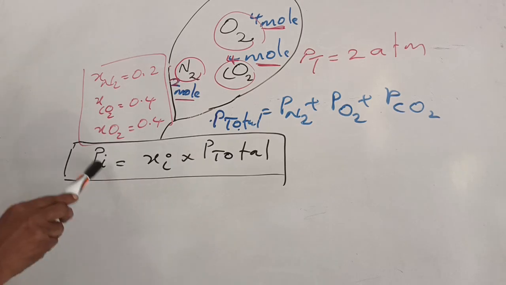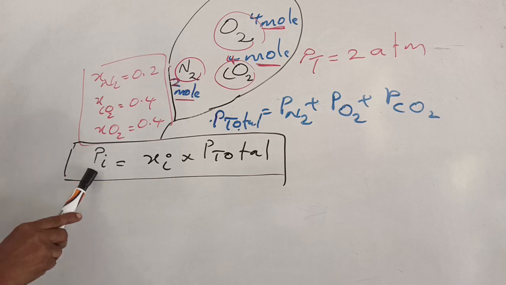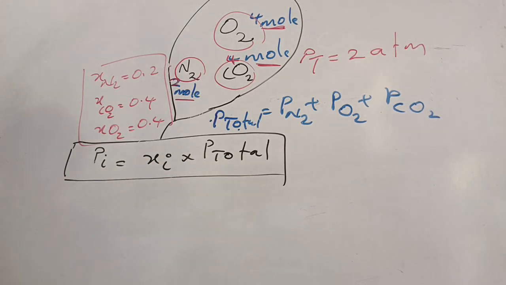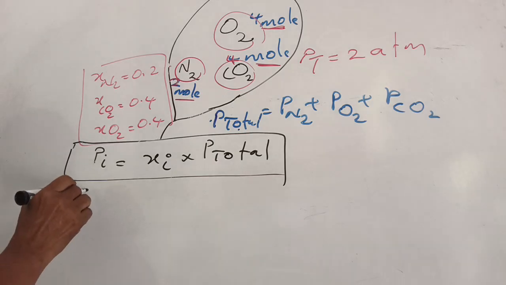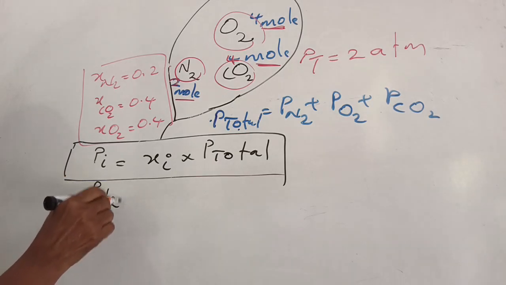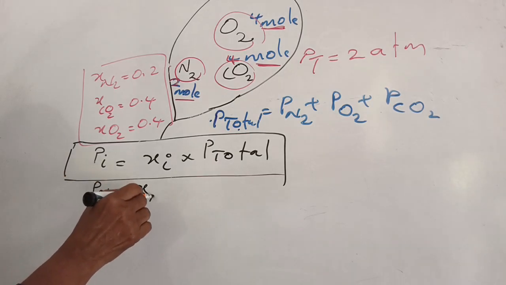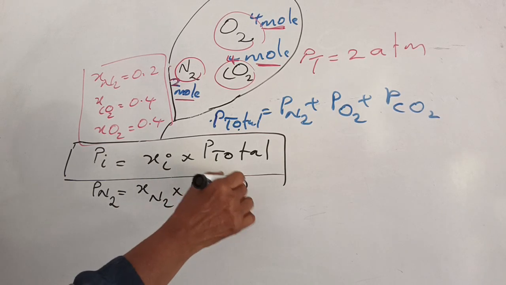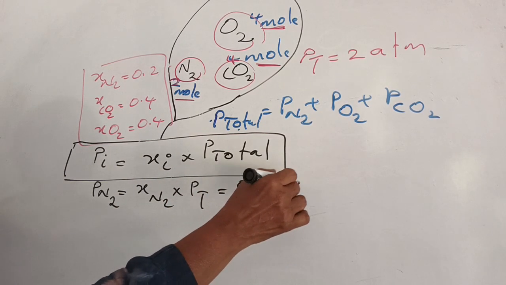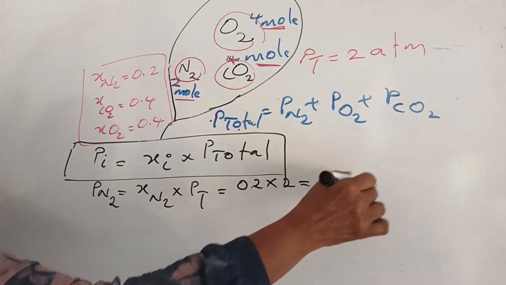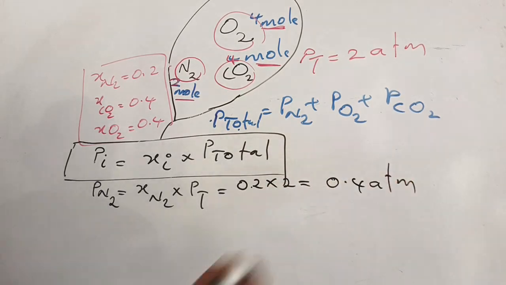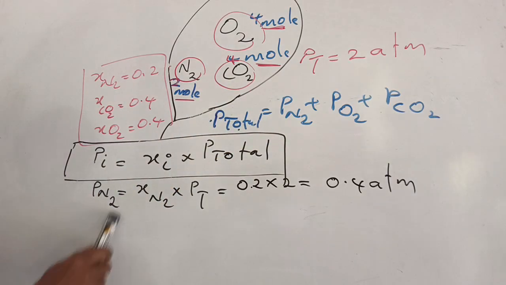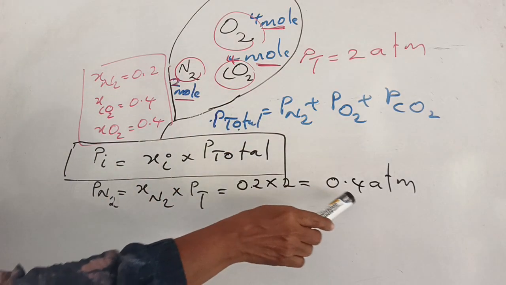So it's always that the partial pressure of one gas equals the mole fraction of that gas times the total pressure. So we can calculate the partial pressure of nitrogen: mole fraction of nitrogen times total pressure, which comes as 0.2 times the total pressure 2, which becomes 0.4 atmosphere. Out of these 2 atmosphere, the pressure contributed by nitrogen is 0.4.